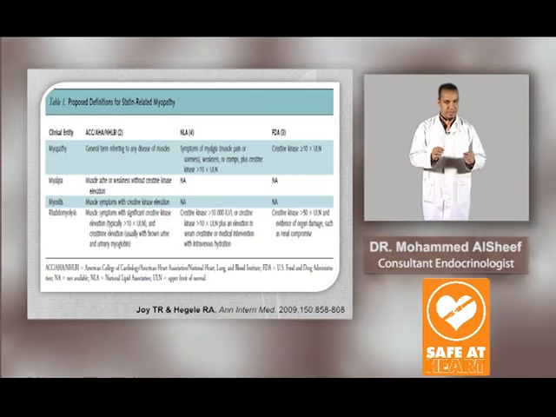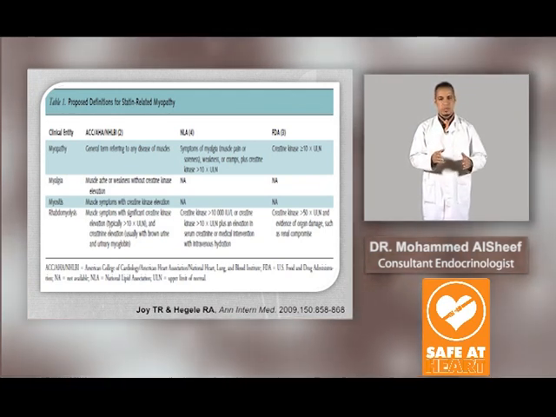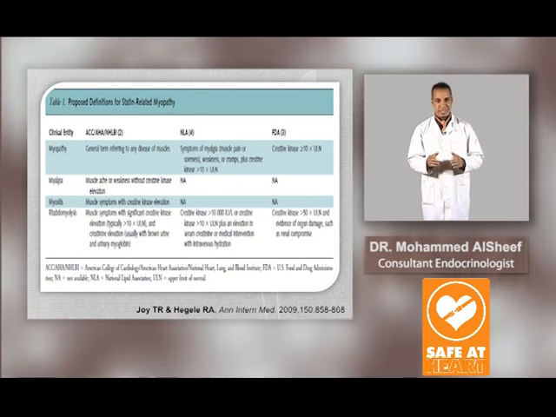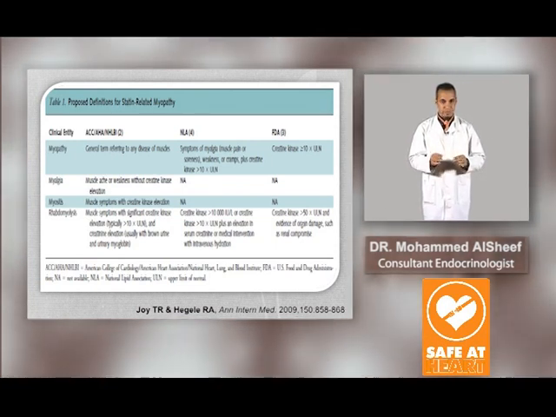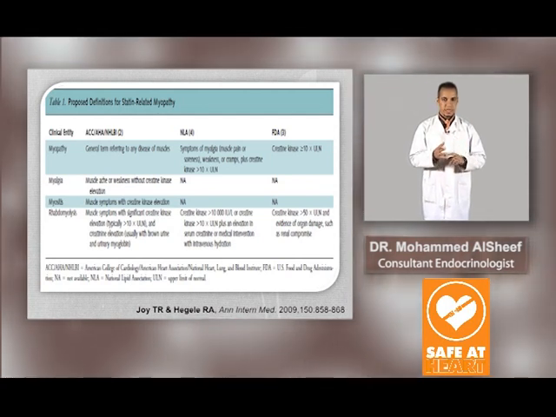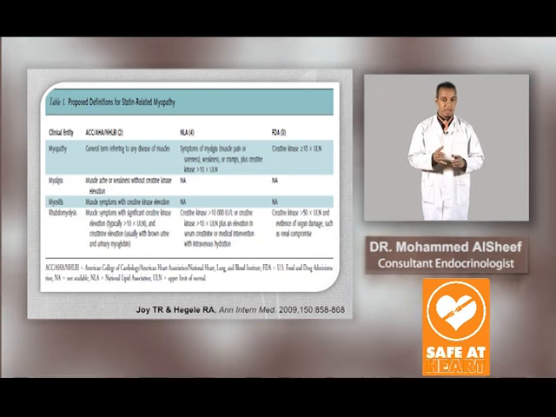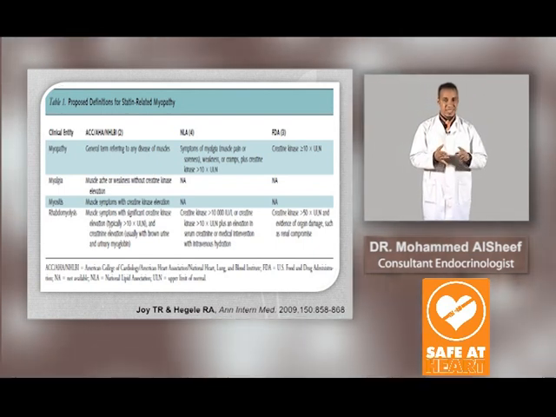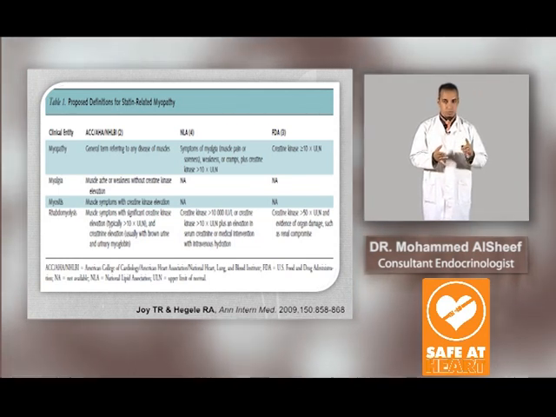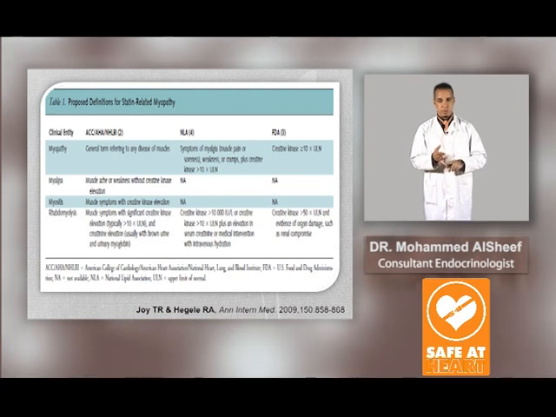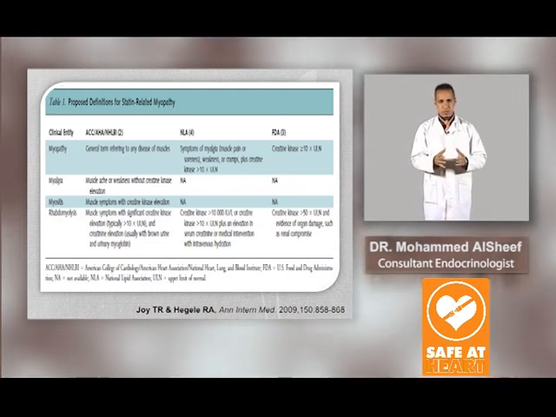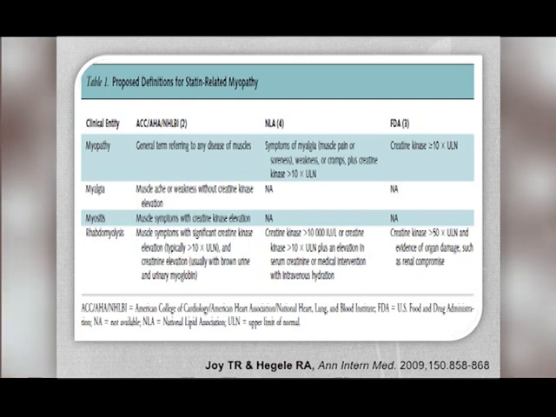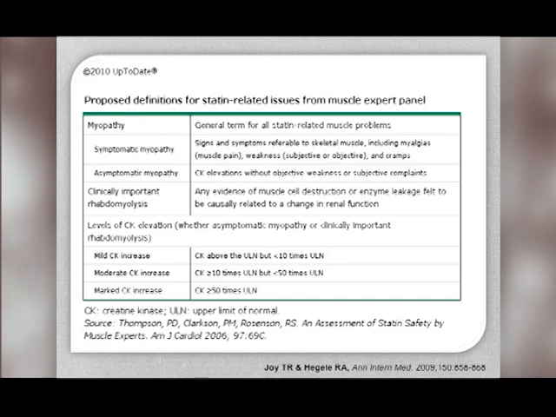Myalgia, which is benign, is muscle ache or weakness without creatine kinase elevation. Then we have myositis, which is muscle symptoms with creatine kinase elevation. And the most extreme and severe is rhabdomyolysis, muscle symptoms with significant CK elevation, typically more than 10 times the upper limit of normal, or by the National Lipid Association definition, more than 10,000, or more than 50 times the upper limit of normal by the FDA. So there is no consensus, but personally I would take more than 10,000 units.